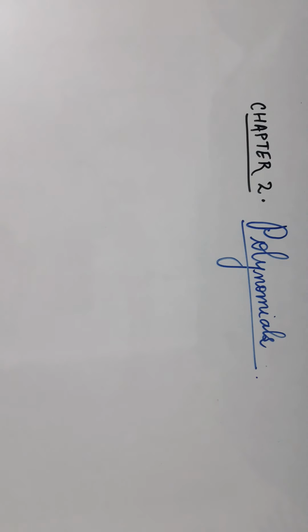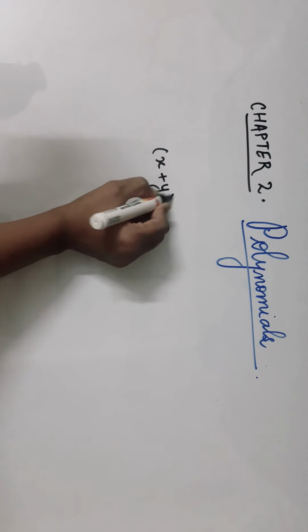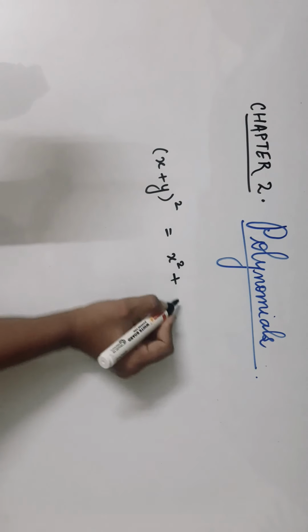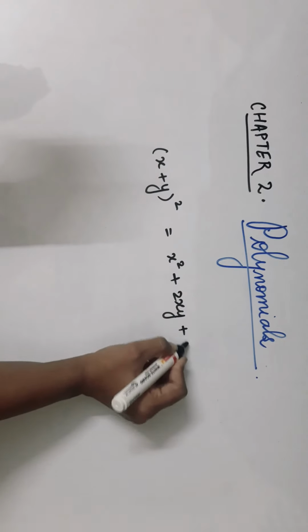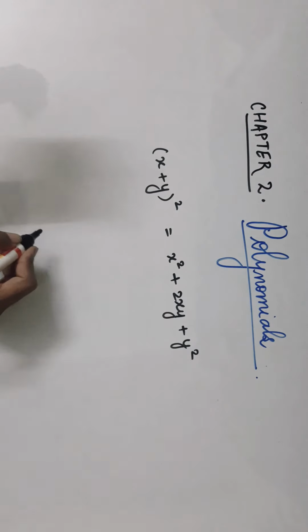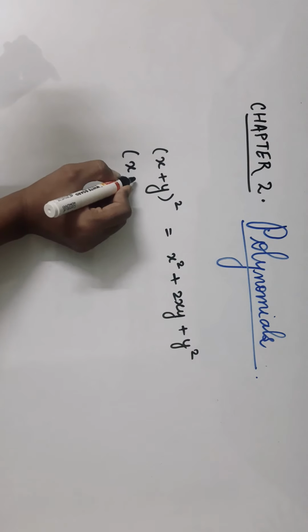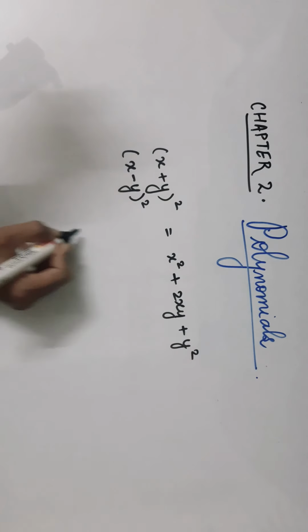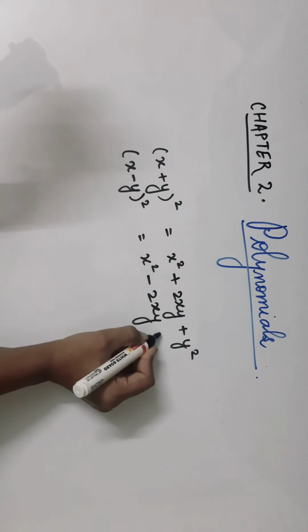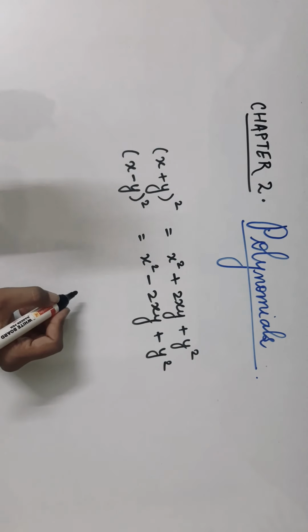previous chapter. You must know the algebraic identity (x plus y) whole square. It is nothing but x square plus 2xy plus y square, right? This is an algebraic identity which we have used in many problems. Then the next algebraic identity is (x minus y) whole square. It is x square minus 2xy plus y square. Even this we have used to solve many questions, right?